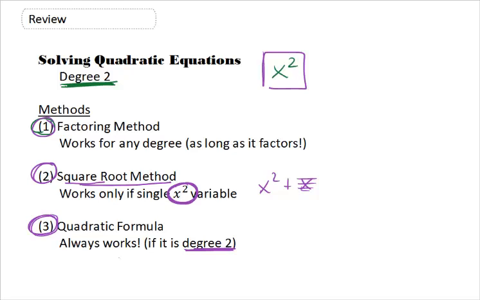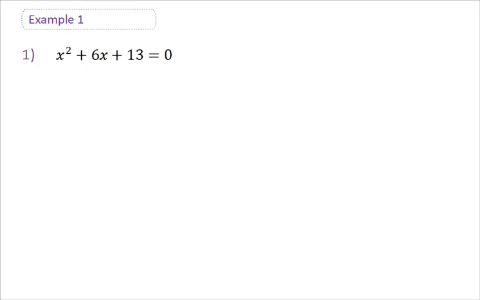Alright, before I show you how the quadratic formula works, let's look at an example here. We have x squared plus 6x plus 13 is equal to 0. And let's talk about how we can solve this one. So far, we have the factoring method, and we have the square root method. So let's see which of these works on this problem.